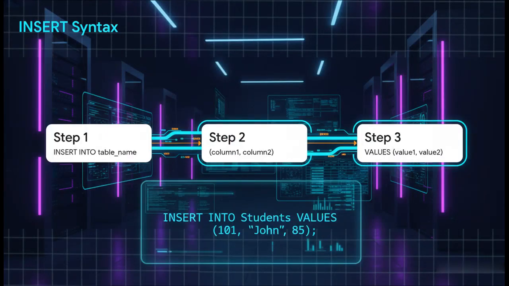Let's actually break down the syntax piece by piece because it's highly logical. Step 1, you just type insert into, followed by the name of the table you're targeting. Step 2, in parentheses, you specify the exact columns you want to fill up. And step 3, you use the keyword values, followed by the actual data you're dropping in. So to add a student, it's just insert into students values 101, John, 85. The only catch, you just got to make sure your values perfectly match the order of your columns.